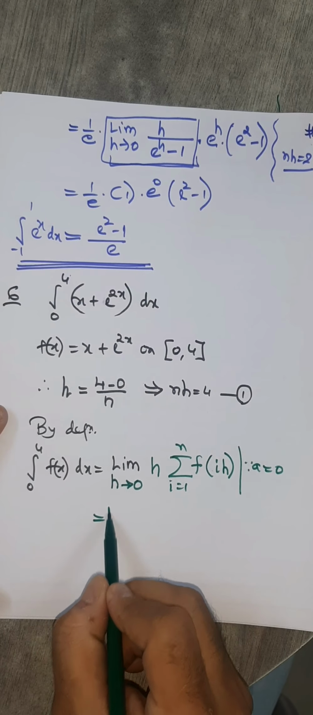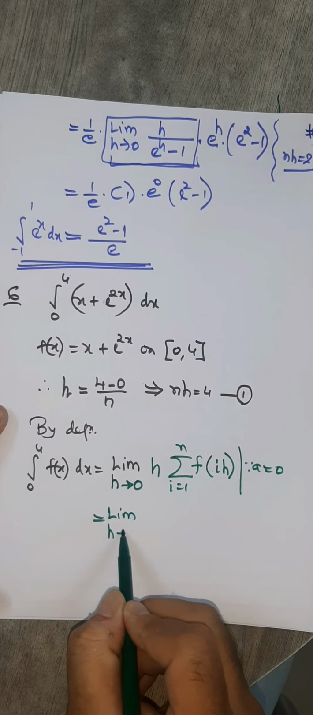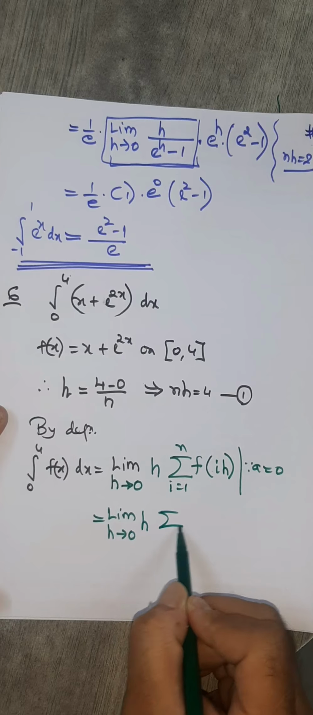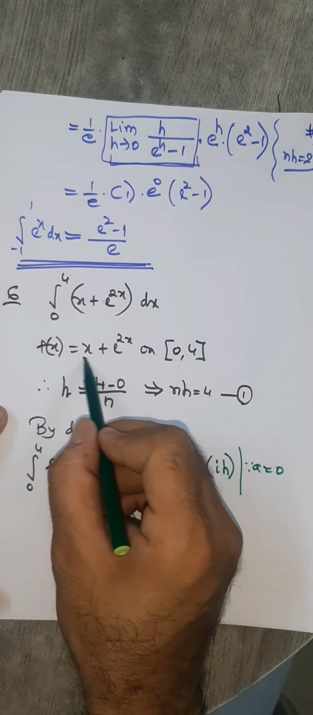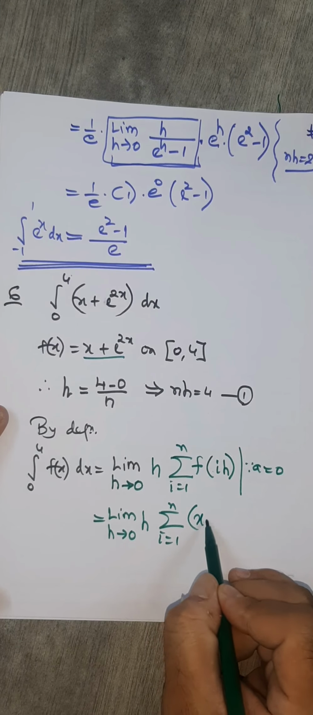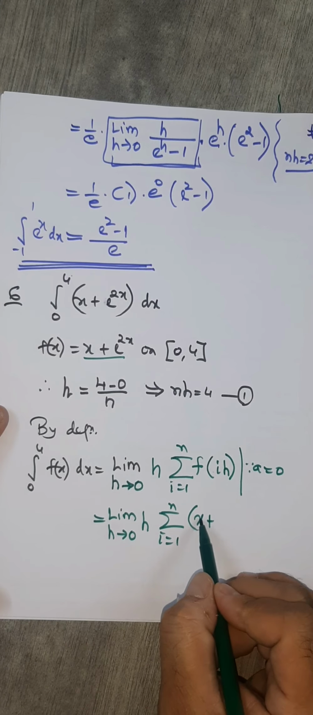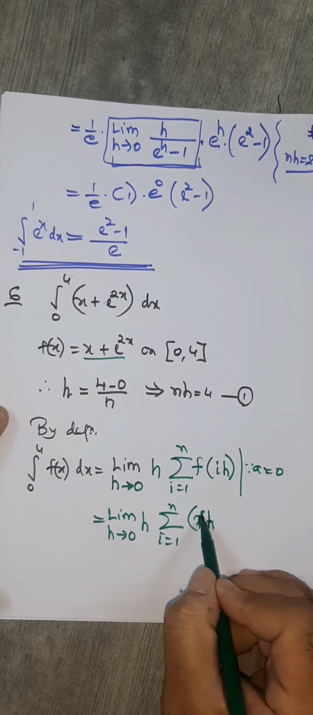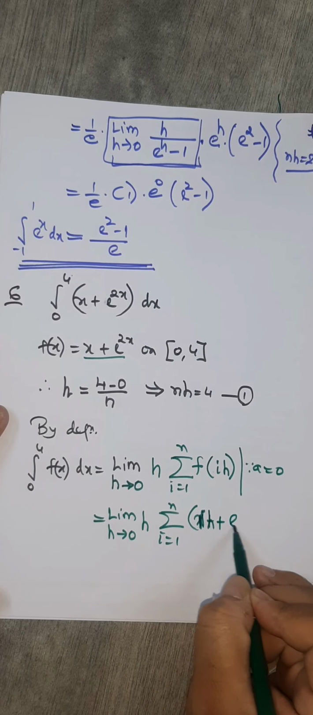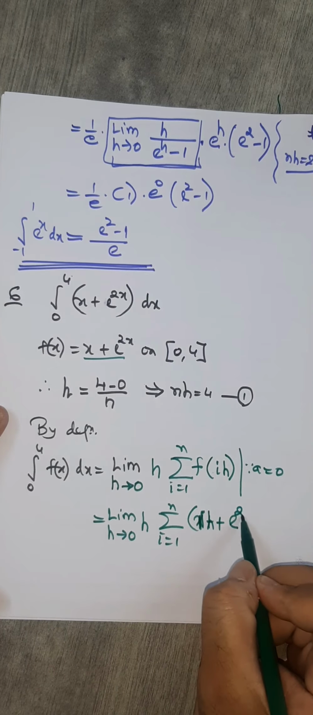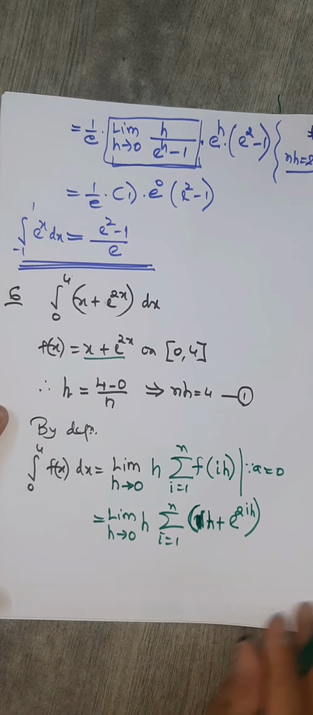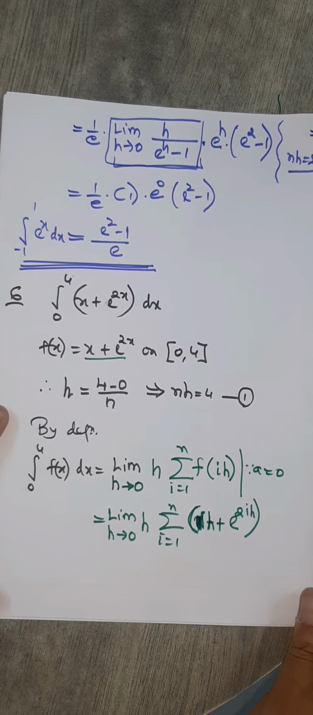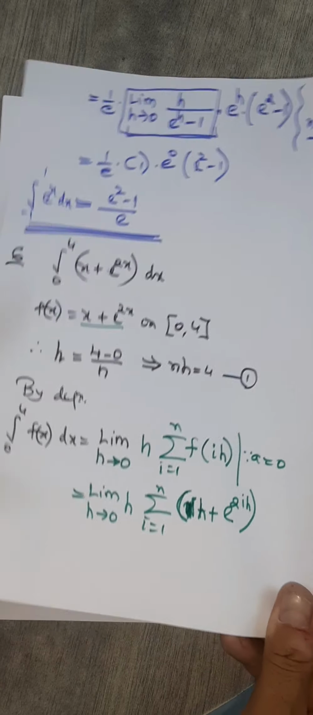Okay. This is equal to limit h tends to 0, h into sigma i runs from 1 to n. What is f(x)? This one. So x is ih here. So ih plus e raised to 2ih. We have this. Now we'll take the sigma inside the bracket. So the next step is here.